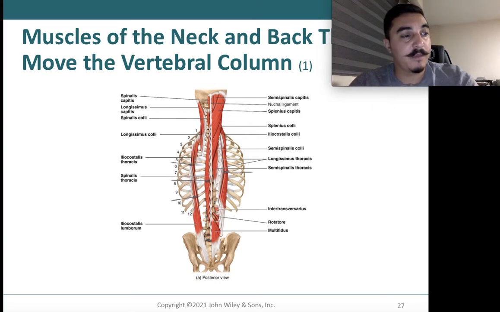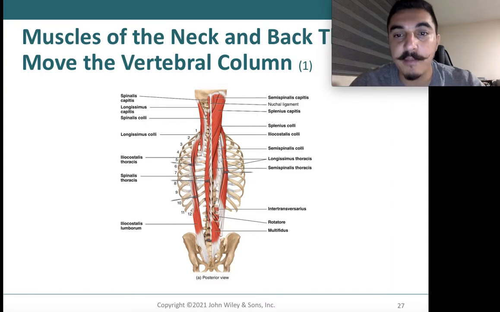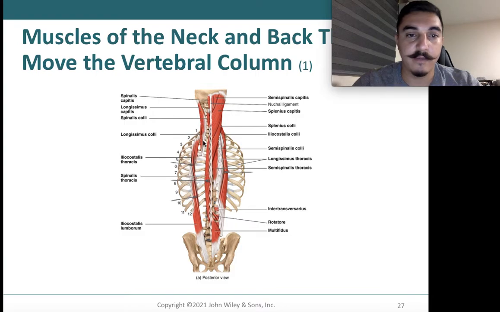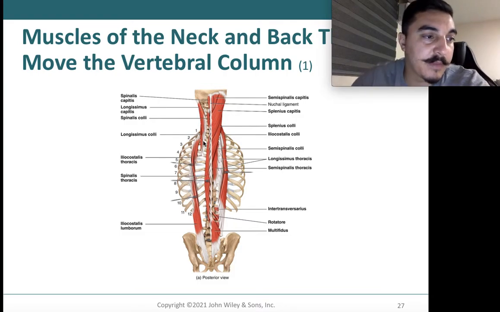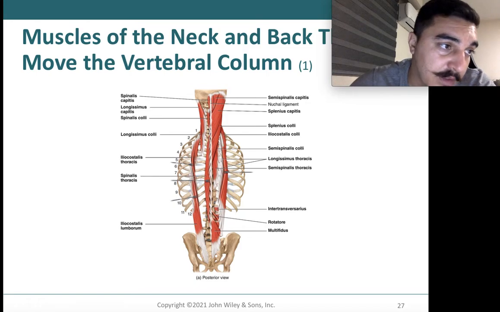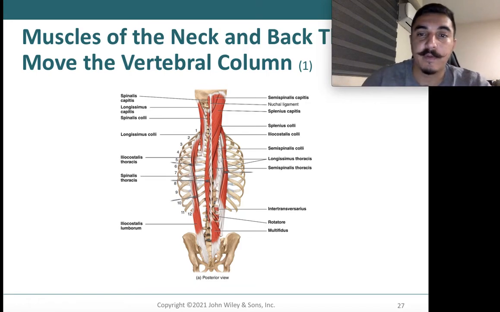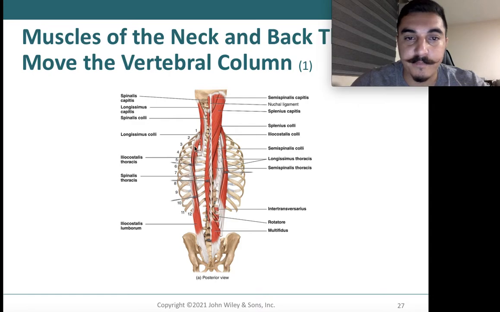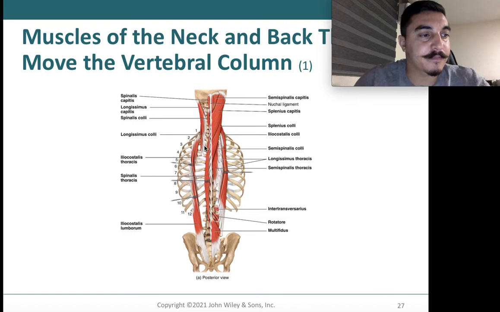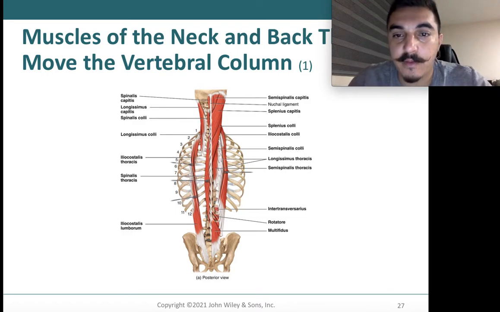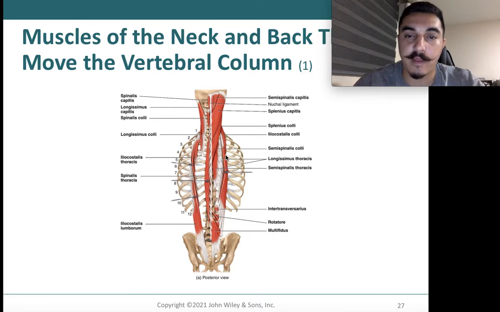We have our longissimus capitis. What does that mean? It means it's our longest capitis. Longissimus capitis coming down. Our longissimus cervicis, the longest cervicis, also coming down near the neck, to our vertebrae C2 to C6. And then we have our longissimus thoracis, the longest one near our thoracic region, here in the middle, near our thorax.